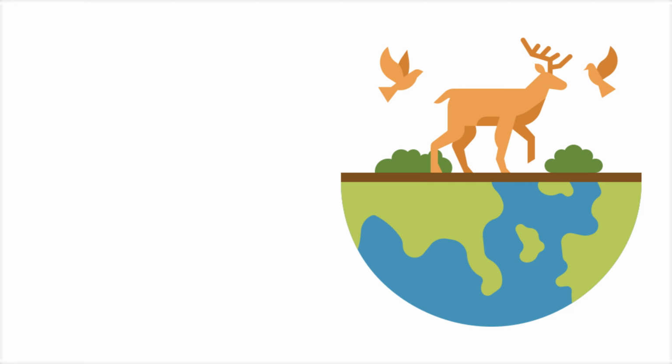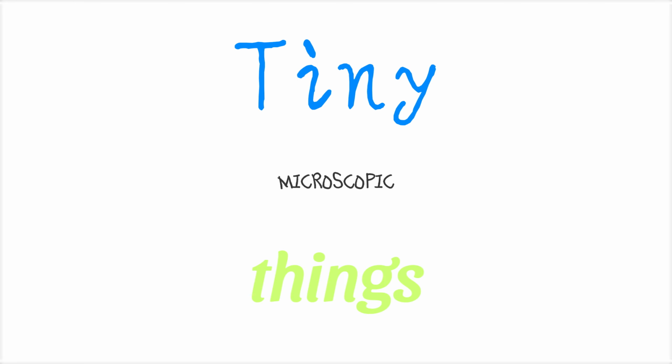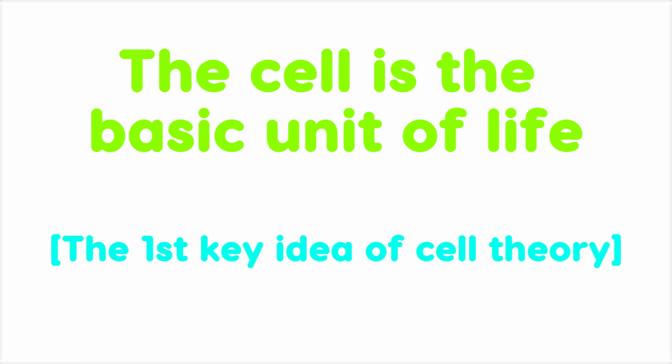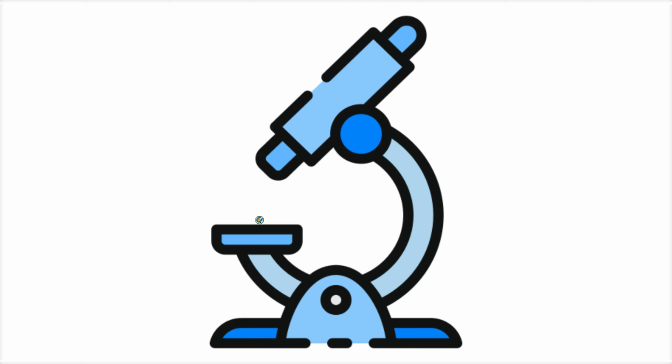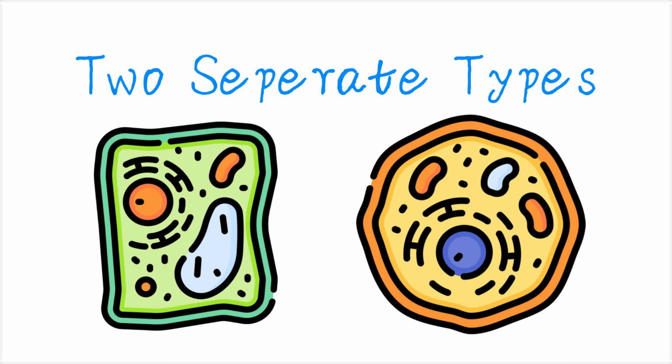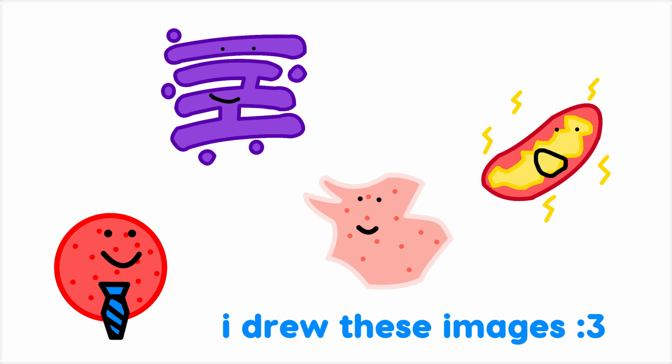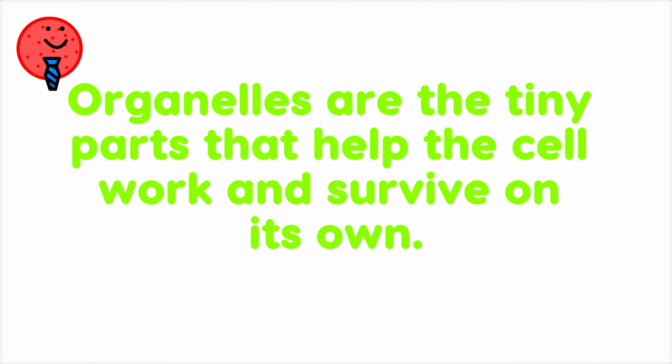Humans and other organisms are made up of these tiny microscopic things called cells. The cell is the basic unit of life and is so small that you can probably only see it with a microscope. Cells are divided into two separate types based on the organelles they contain. Organelles are the tiny parts that help the cell work and survive on its own.